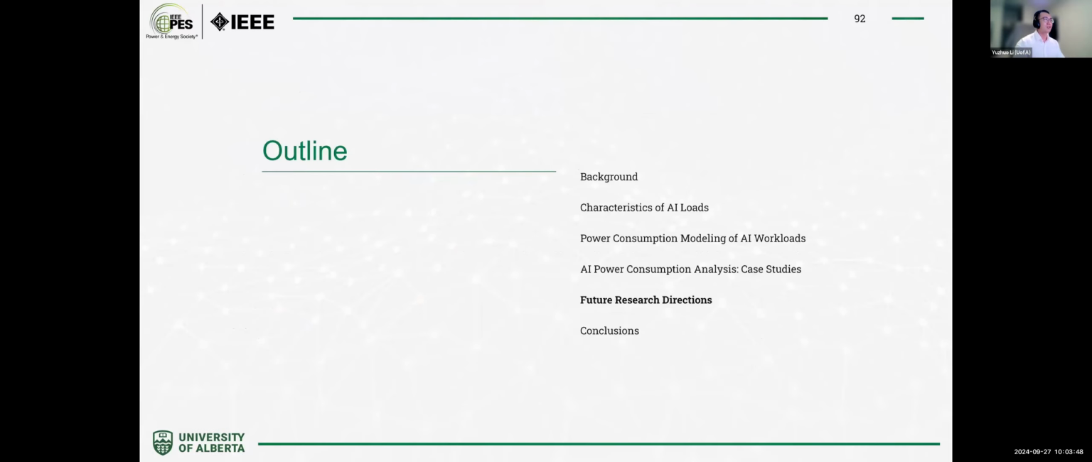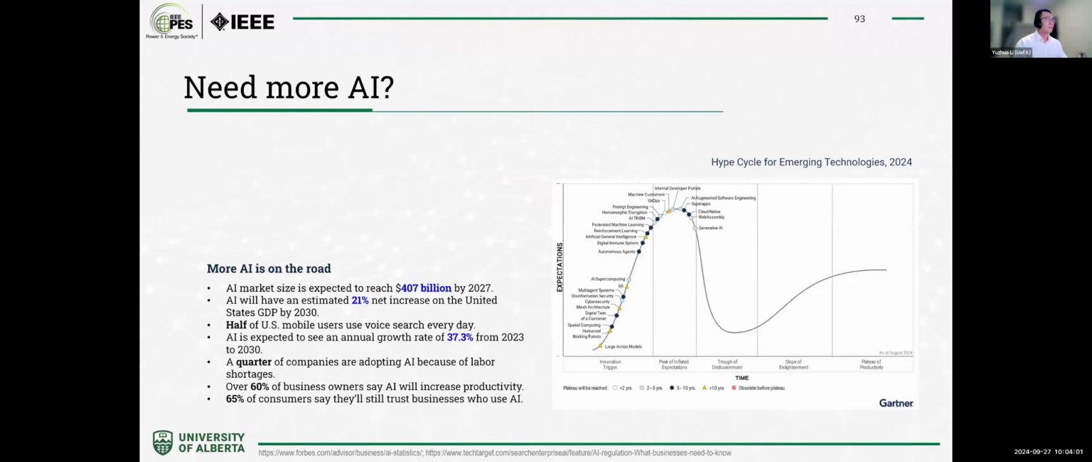Next, we can talk about, based on what we observed and studied, the future research direction. Here is the big background.